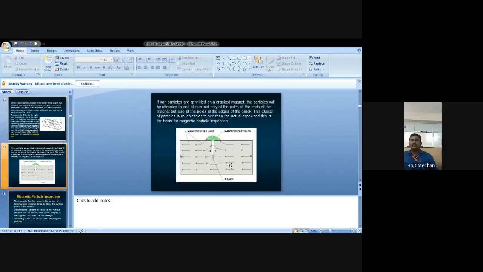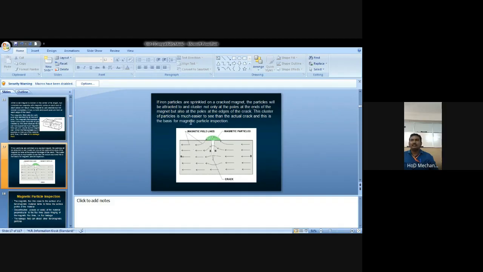That is the MPI testing method. Here, the testing specimen is in the field of magnetic material, and the magnetic particles are placed over the surface of the given testing specimen. After the magnetic field is induced in the specimen, the magnetic particles accumulate where the flaw, that means the defect, occurs on the surface of the specimen.